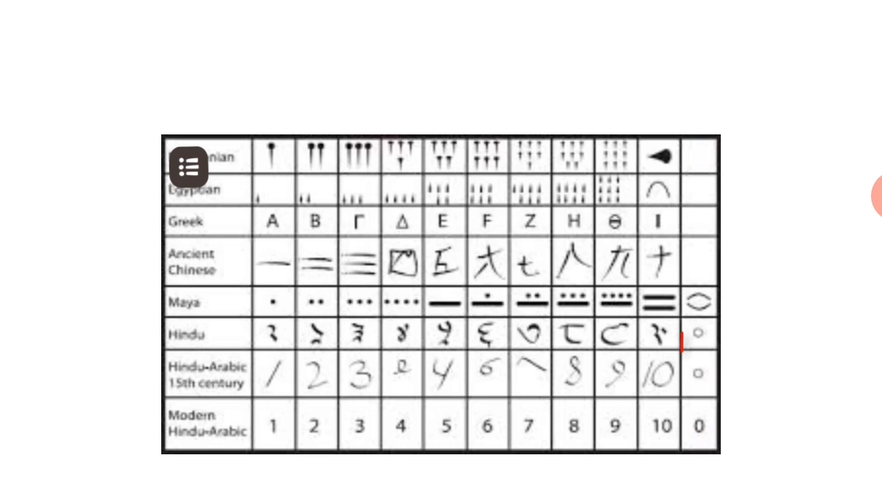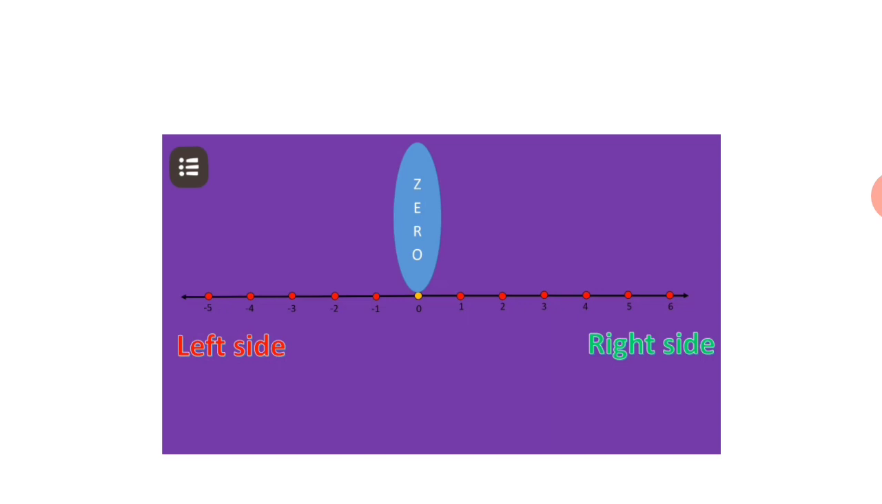The Maya period, 0 was found: an oval, one line up, one line down. Then in the advanced modern Hindu-Arabic period, 0 was found very carefully, very clearly.